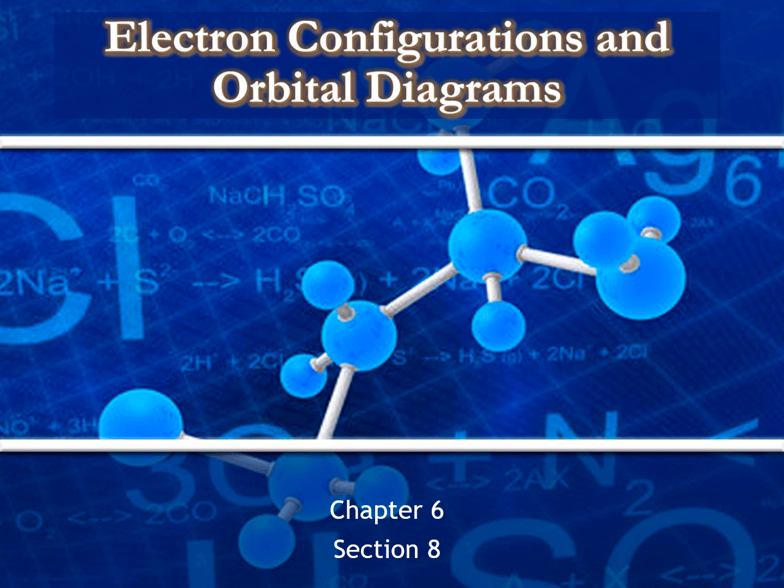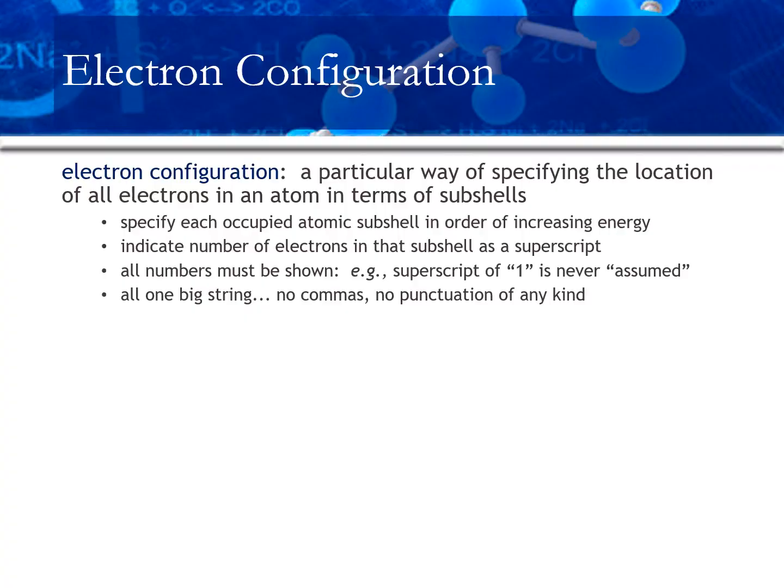Let's start with electron configurations. An electron configuration is just a special way of specifying the location of all electrons in an atom in terms of the subshells, which subshells are occupied by how many electrons. The rules that we're going to follow. First of all, we're going to specify each occupied atomic subshell in order of increasing energy. For each subshell that is occupied, we're going to indicate the number of electrons in that subshell with a superscript, a number indicating the number of electrons.